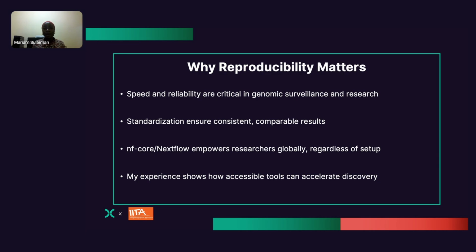In the context of global health, reproducibility matters because speed and reliability are critical in genomic surveillance and research. Also, standardization helps to ensure that your results are consistent and comparable. And Nextflow and nf-core empower researchers globally, regardless of setup, because there are forums where you can put out any difficulties you are facing and you get people to respond to you. And my experience shows how accessible tools can accelerate discovery.